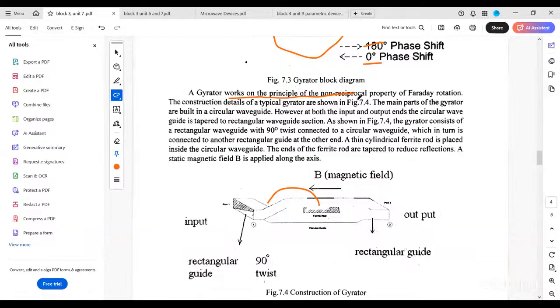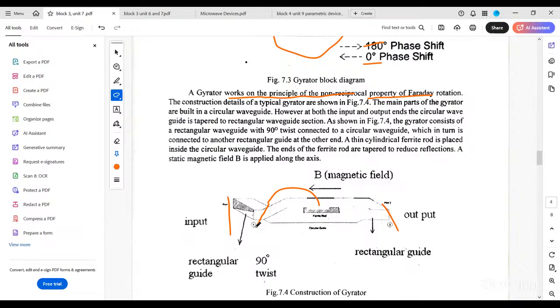On the principle of the non-reciprocal properties of Faraday rotation, a gyrator description is given in this paragraph. The main parts of the gyrator: what are the parts we have? Two sides circular with a twist. Is the twist on two sides or a single side? Only one side has a twist here.